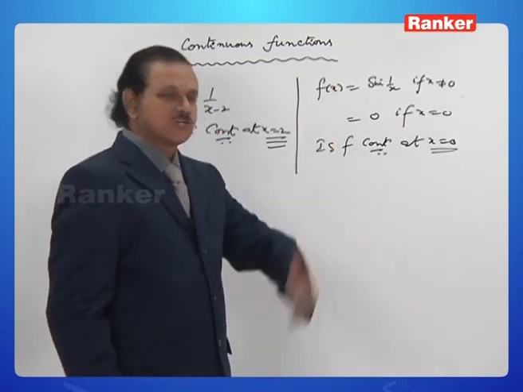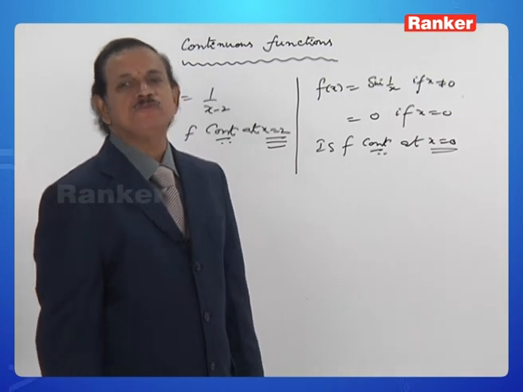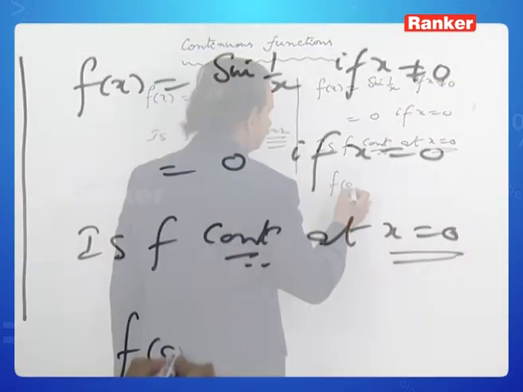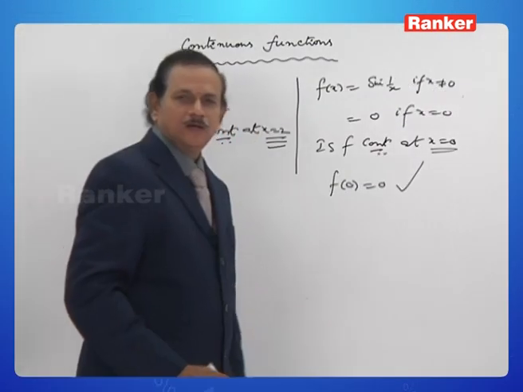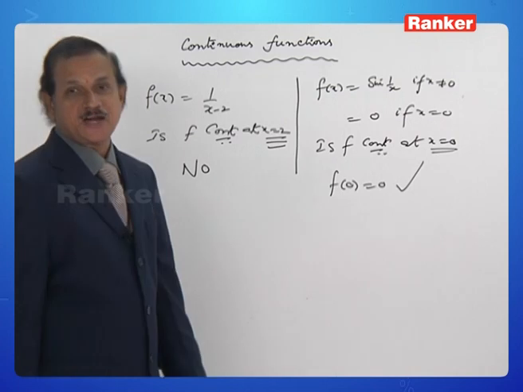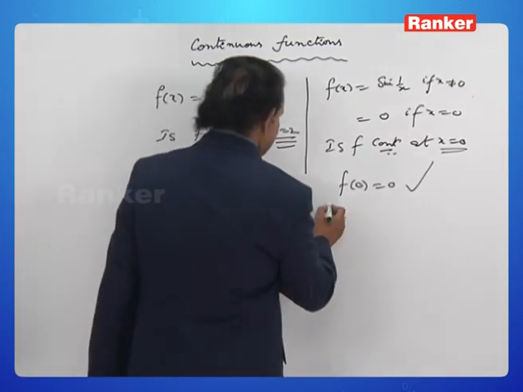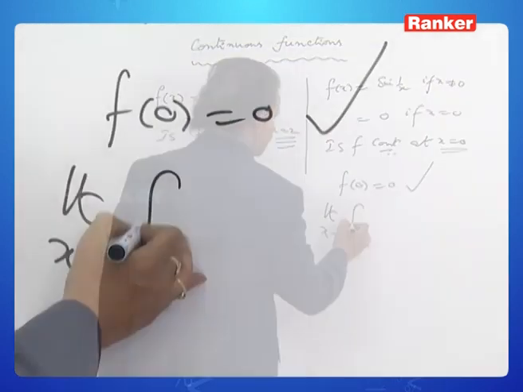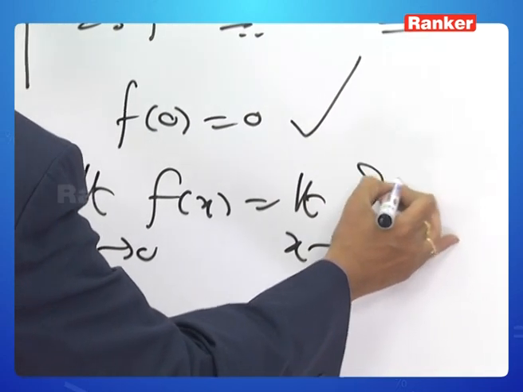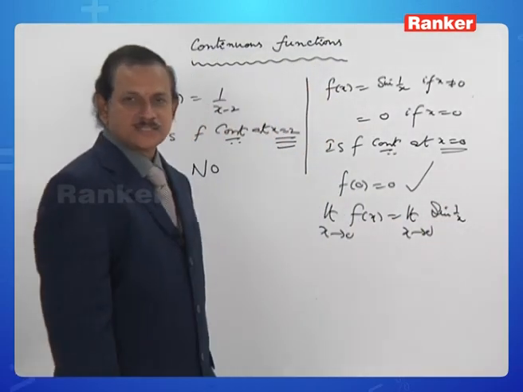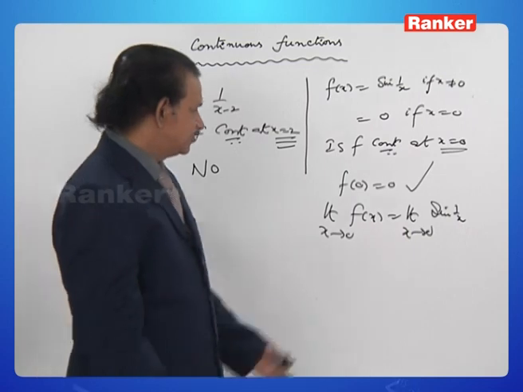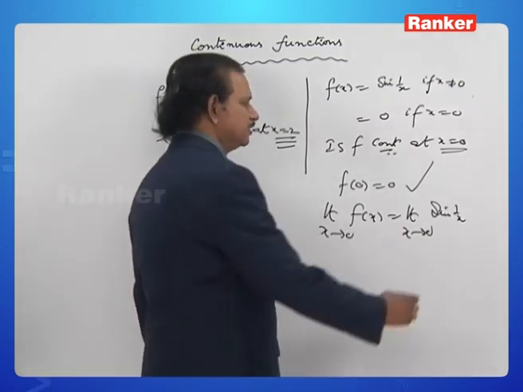Well, let us follow the list of conditions. What is the first condition? f of 0. Is it defined or not? Yes, of course. f of 0 is 0, defined. Okay, it has been qualified in the quarterfinals. Well, now we shall look at the second condition. What is the second condition? Limit as x tends to 0 of f of x. What is limit as x tends to 0 of f of x? Limit as x tends to 0 of sine 1 by x. In our earlier discussions itself, we stated that the limit does not exist. This does not exist.